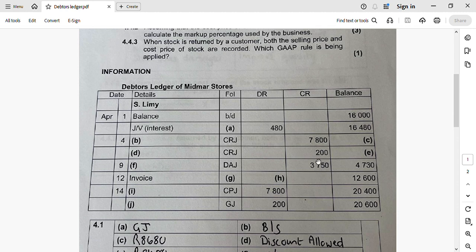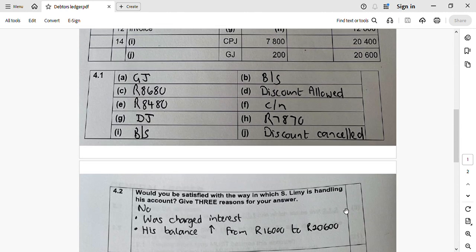And then also if you look at the balance here, the balance has increased from 16,000 to 20,600. Okay, in other words, he's taking too long to pay his account because he was charged interest and his balance is going up. He's not actually paying back more than he owes. He's actually buying more on credit from us and paying back not as much.